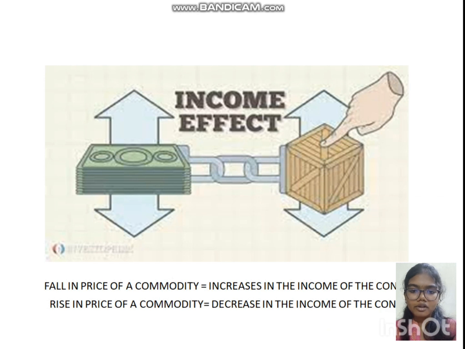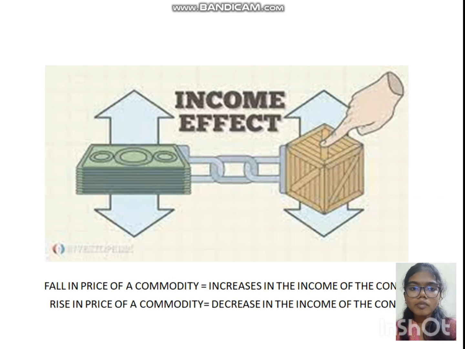This Giffen paradox is due to the concept of the income effect. The income effect says that when there is a fall in the price of a commodity, it gives the same effect as an increase in the income of a person. Or when there is a rise in the price of a commodity, it gives the same effect as a decrease in the income of the consumer.